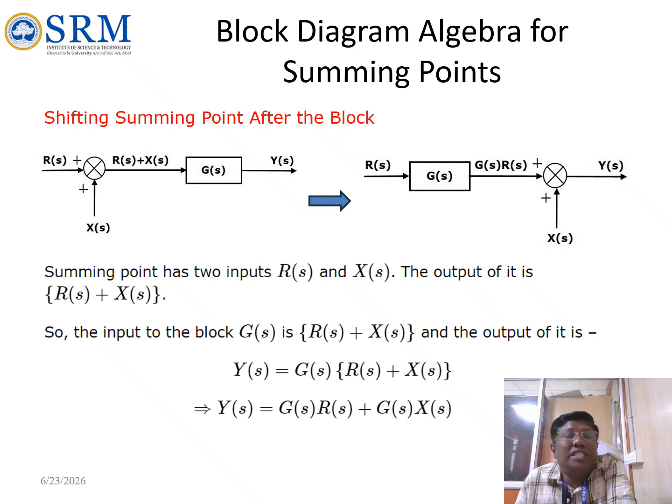Okay, now we'll see what it is. Summing point has two inputs, R of s and X of s. The output of the function is given as R of s and X of s.